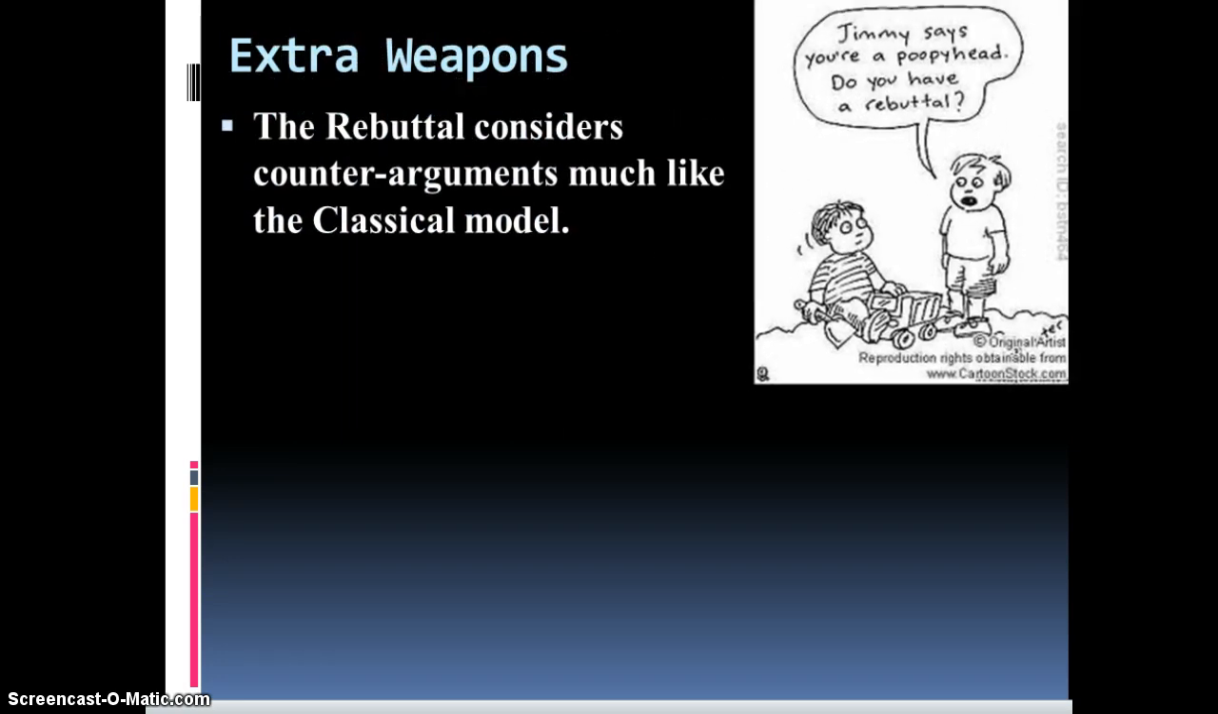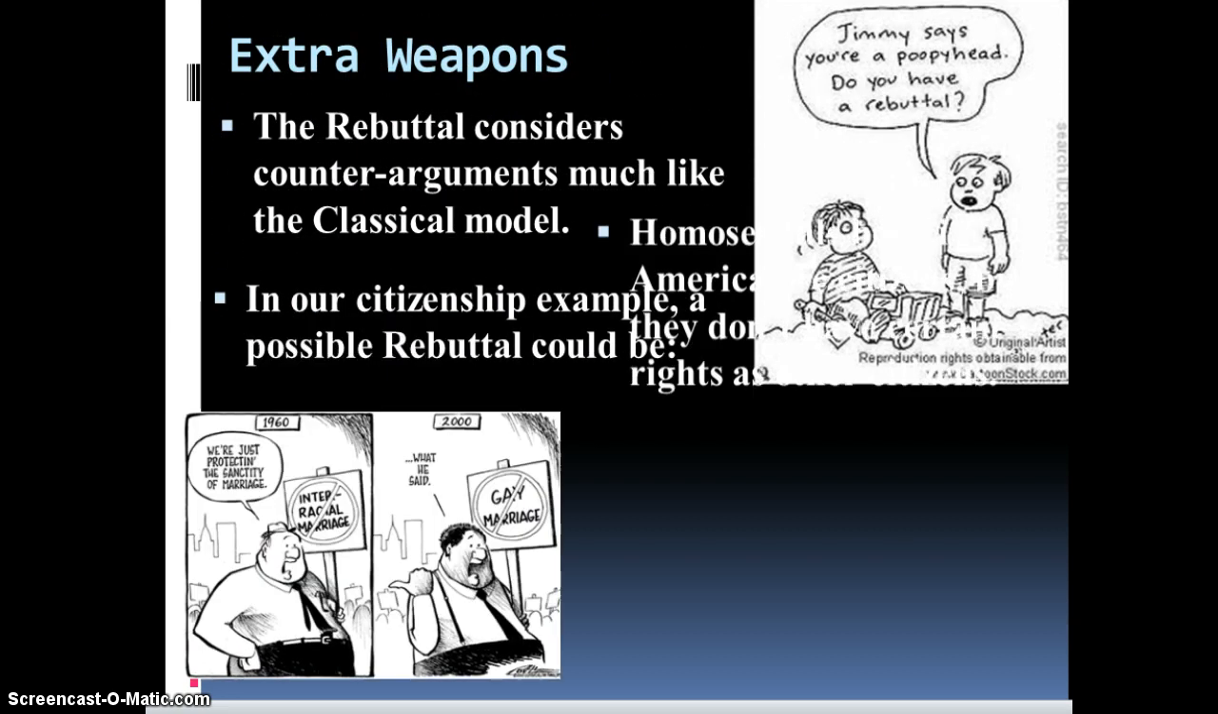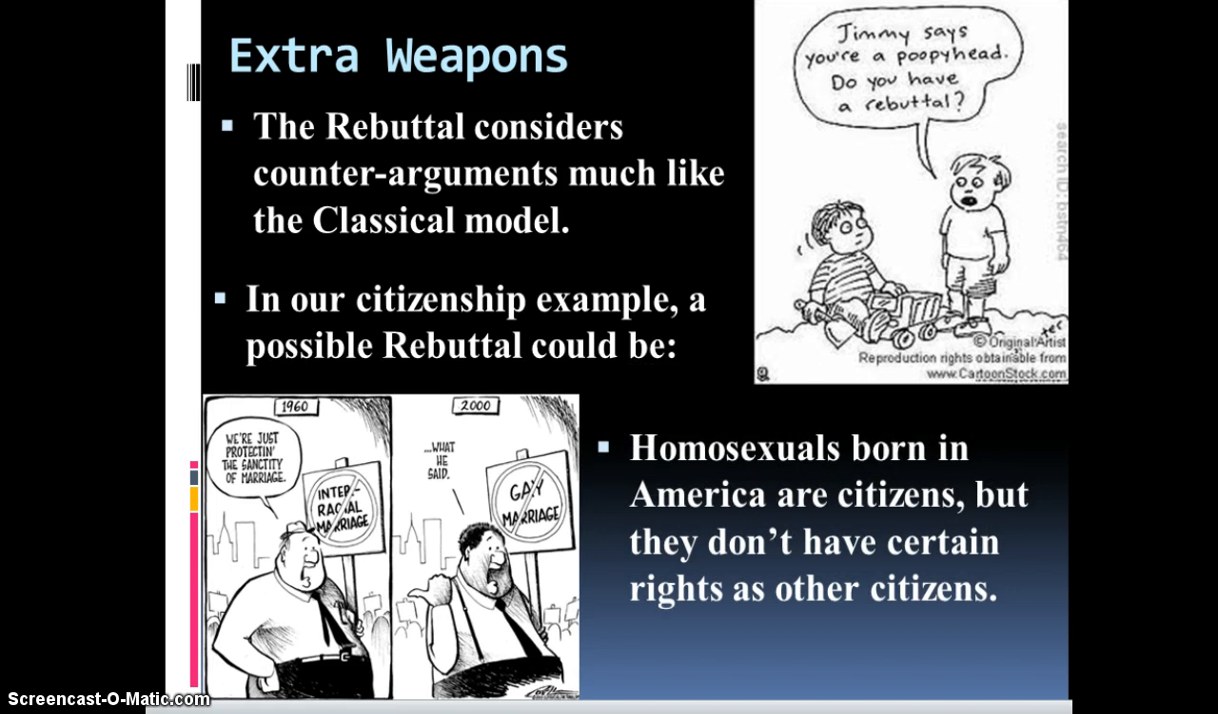Now, the rebuttal, again, considers counter-arguments, much like any kind of classical model, right? And so, in our citizenship example, a possible rebuttal could be, oh, guess what? Homosexuals are born in this country, right? They are born in America. They are citizens, but they don't have the same rights as other citizens. So now I could say, but just because you're born in America doesn't mean that you have the same rights. And so now if I want to talk about the liberties of citizenship or what it means to be a citizen or the rights that go along with being a citizen, now we can have this oh snap moment. There's all of a sudden this kind of argument I can make, be like, aha, but you see, right?